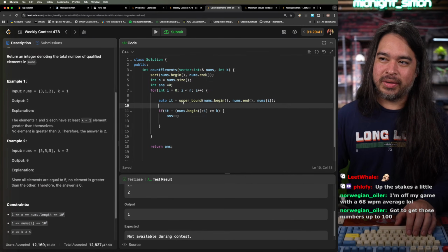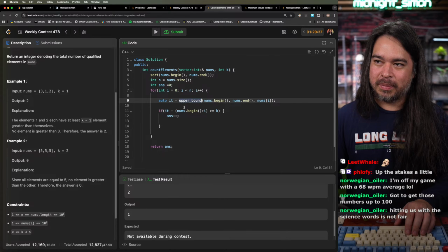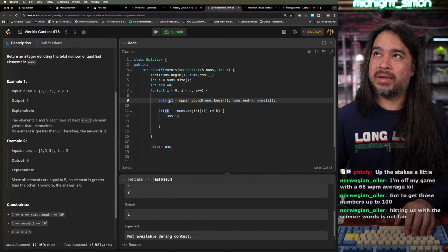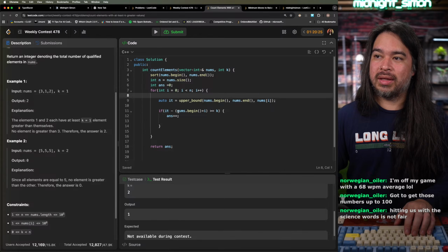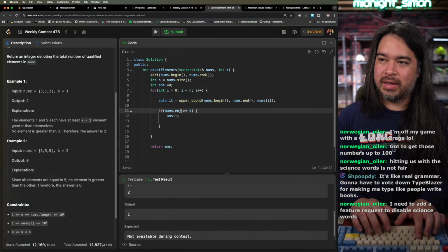Alright, I gotta do it. I don't know if I'm using the right one, man. Upper bound. That would be the first number that is larger than it. And then, oh, I know what I'm doing wrong. This is wrong. This should be nums.end minus it.